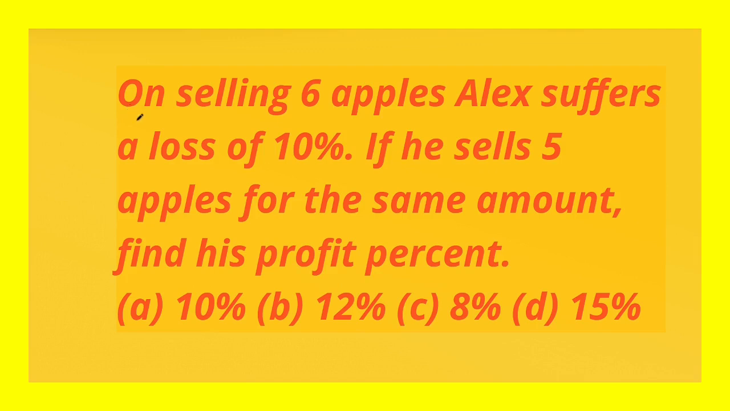Our question is, on selling 6 apples, Alex suffers a loss of 10%. If he sells 5 apples for the same amount, find his profit percent. The given options are option A 10%, option B 12%, option C 8%, option D 15%.